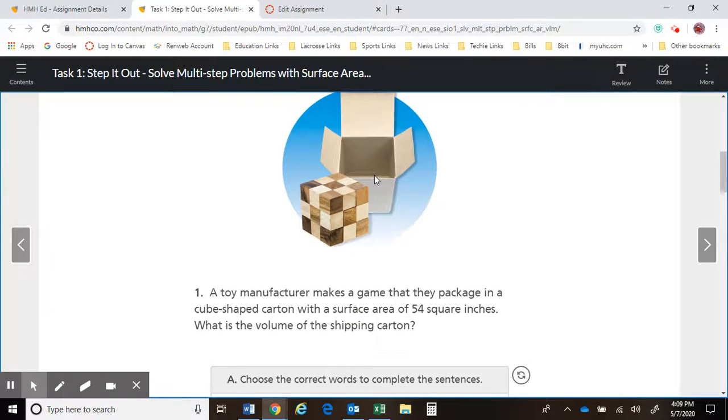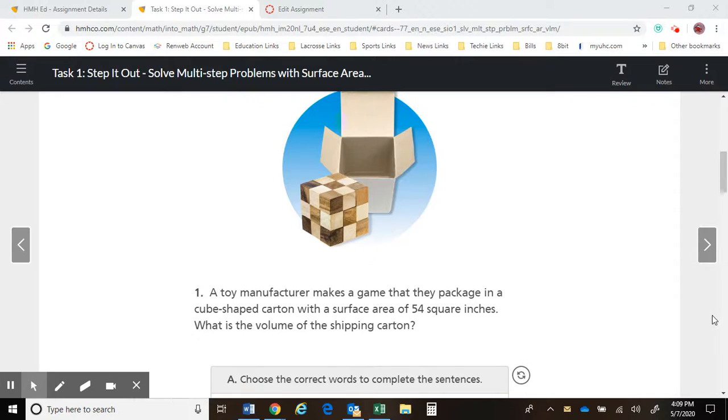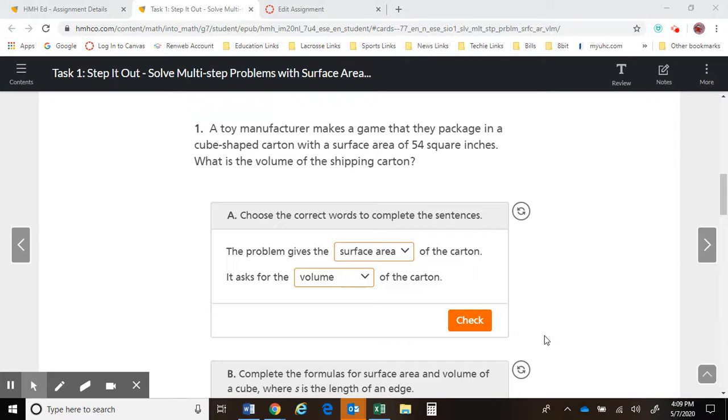I get packages from Amazon at my house 3 times a week, and they don't always fill up the package completely. Sometimes they have to put air foam in there or popcorn peanuts, but if the object is bigger than that box, obviously it's not going to fit in there.